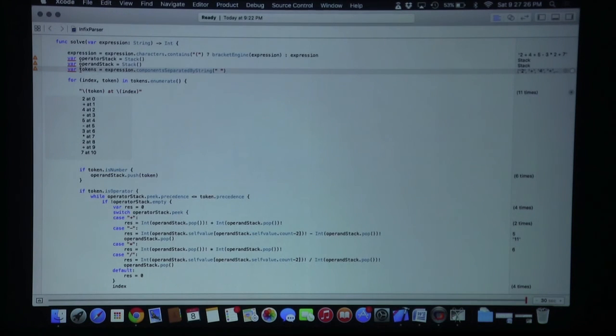Apart from that, if it's an operator, however, this is where stuff gets complicated. We're checking if the operator stack's peek's precedence is lower than or equal to our current token's precedence, then we want to check that the operator stack is not empty. Then create a new variable called result, and do a switch case on the operator stack's peek. If it's a plus, set the result to the two values fresh out of the stack, add them together, and that's the value in result.